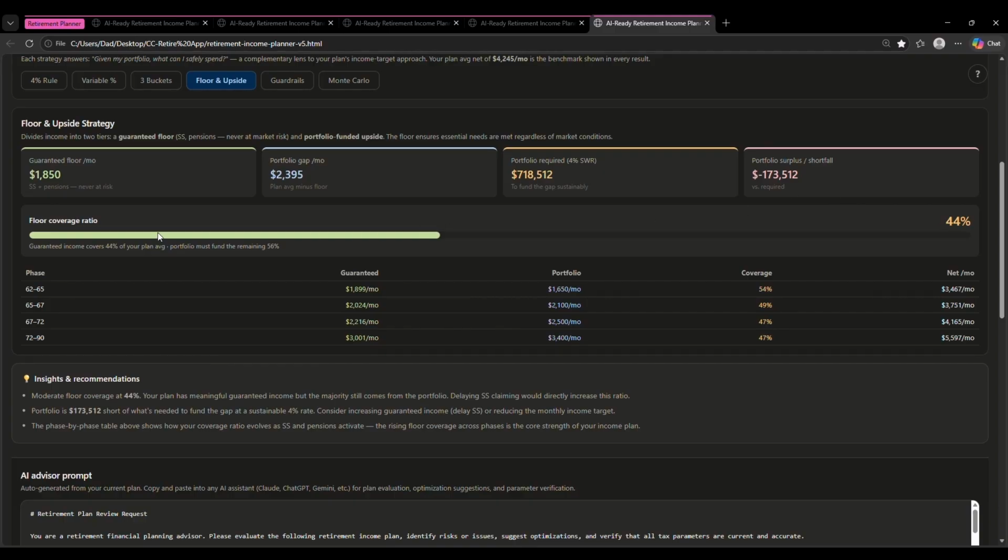The coverage ratio bar tells you what percentage of your average monthly target is guaranteed. If that number is above 60%, you have excellent downside protection. Even if your portfolio does poorly for several years, the majority of your income is untouchable. And we can see that we're a little bit below the ideal number here, and so that is something that we could rebalance our portfolio to help with.